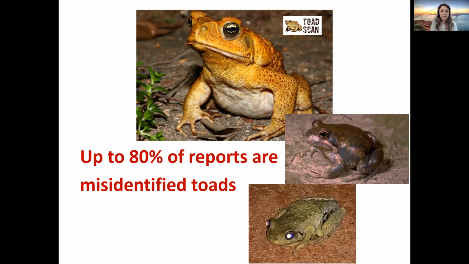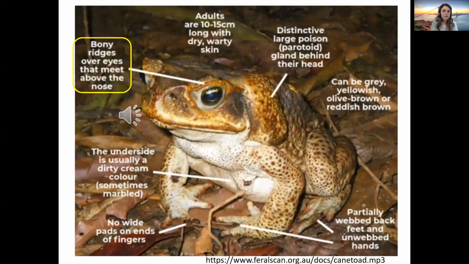So these are eastern native frogs. But I just wanted to highlight some points on identifying cane toads. These are the key characteristics that we really look for when identifying toads. So the bony ridge right along the top of the eye, and it comes down the nose.